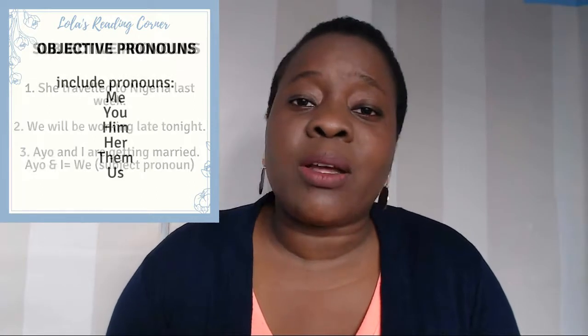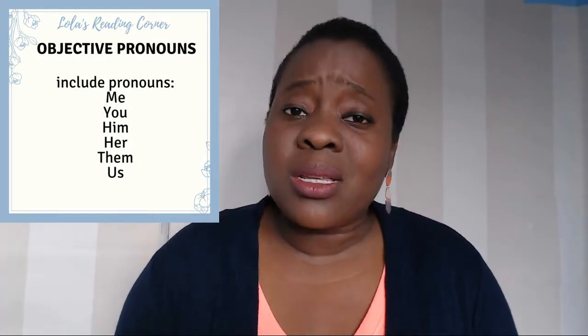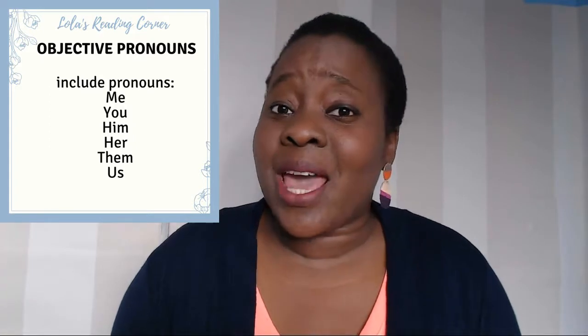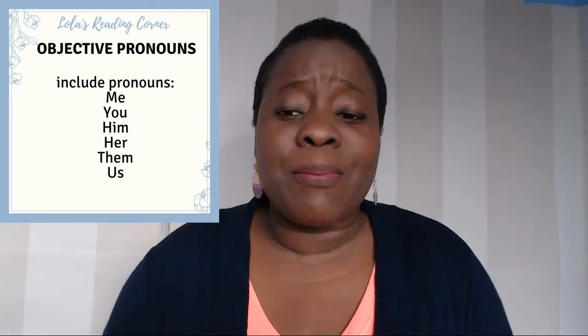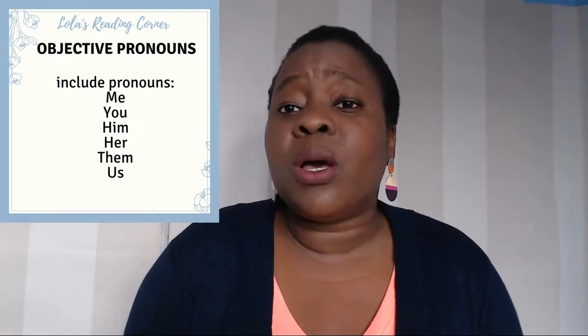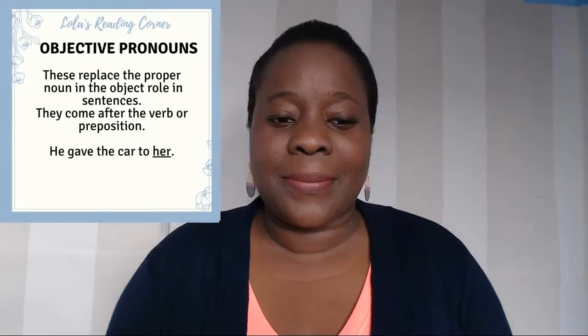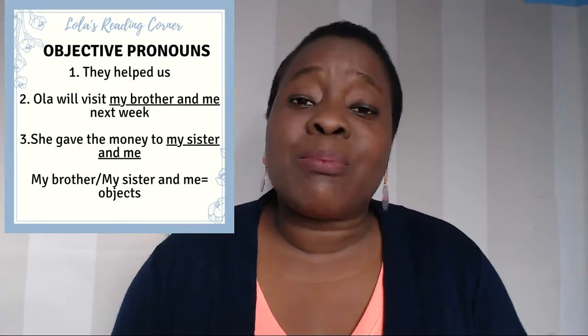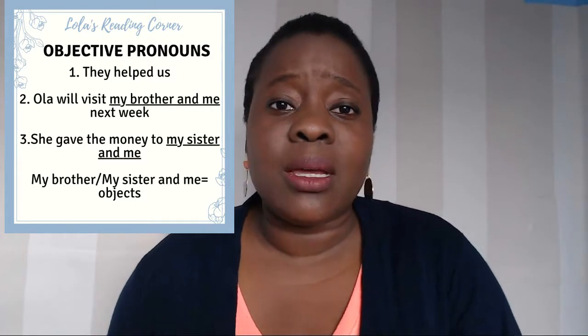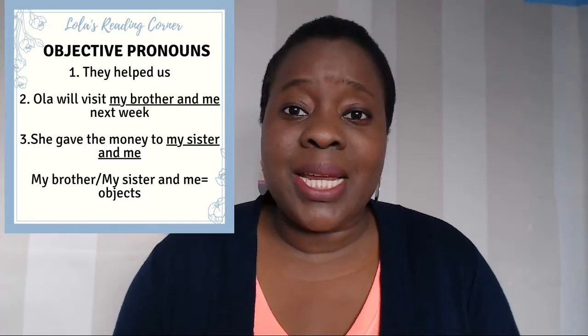Now, the pronoun me is an objective pronoun, along with other pronouns like us, him, her, them. And these pronouns are used when they're the objects of a verb or a preposition. So we have examples like, they helped us. Maybe they helped us with our financial problem. And then we have, Ola will visit my brother and me next week.